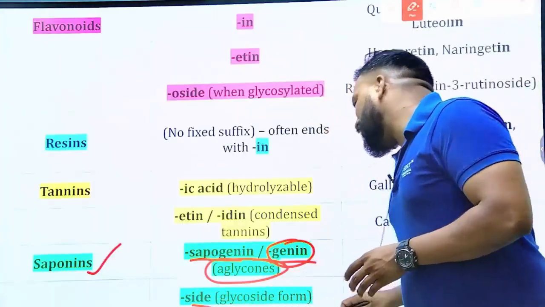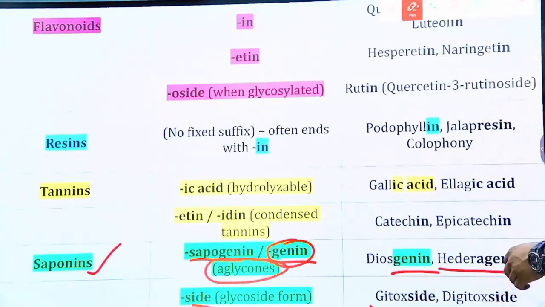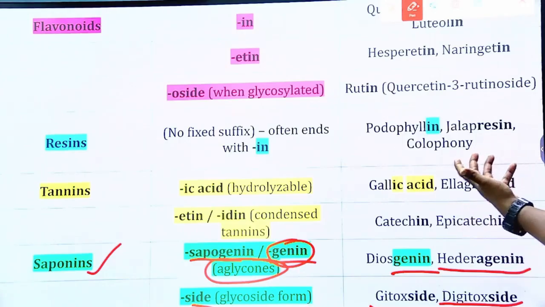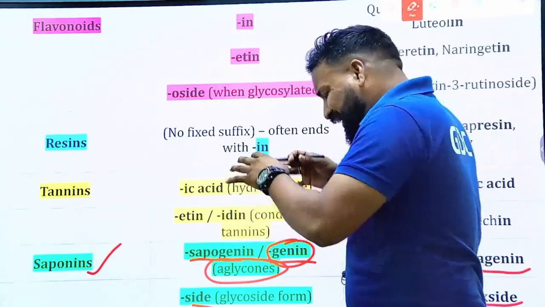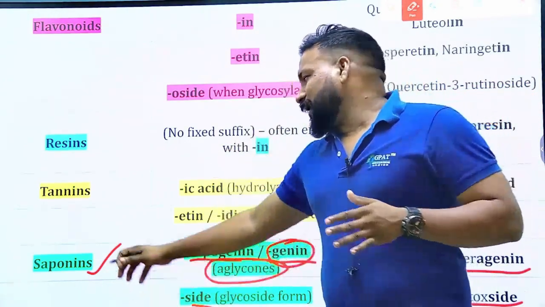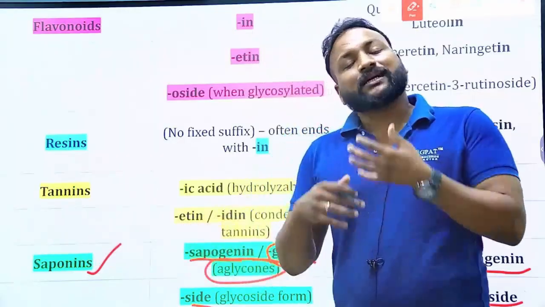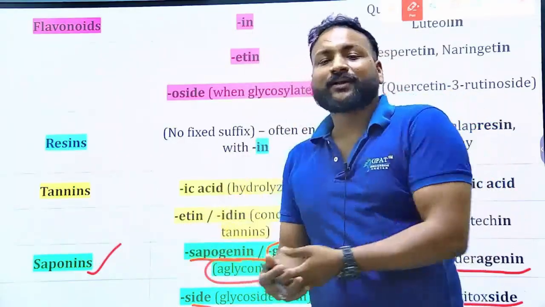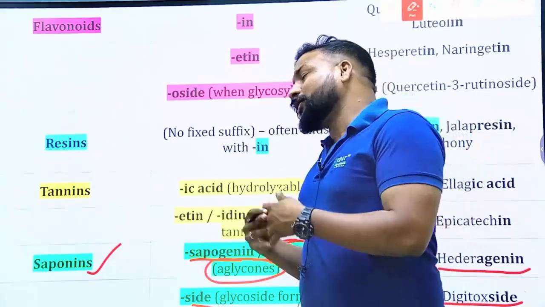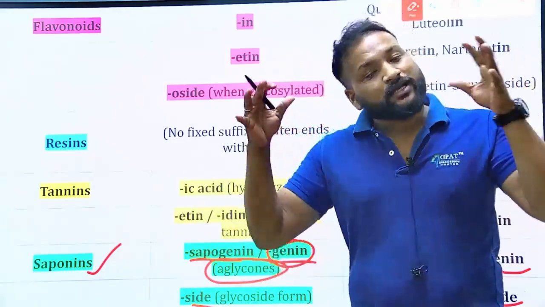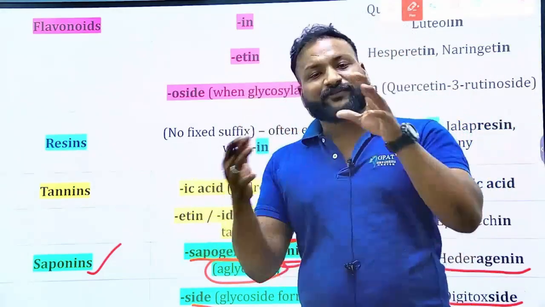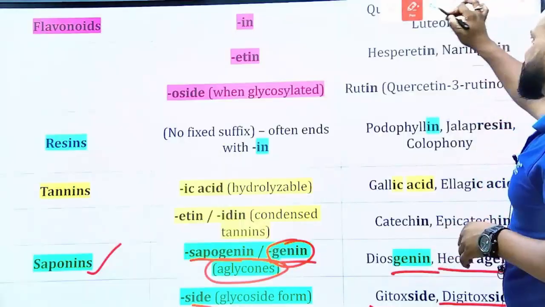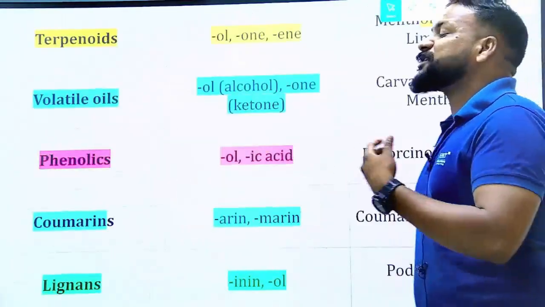And side, obviously glycoside forms, like gitoxoside and digitoxoside. Even though they are mostly glycosides, sometimes they adjoin and collaborate with the saponins, so obviously they have the same suffixes. Clear? I hope you understand. Do not worry. And now moving to the terpenoids.